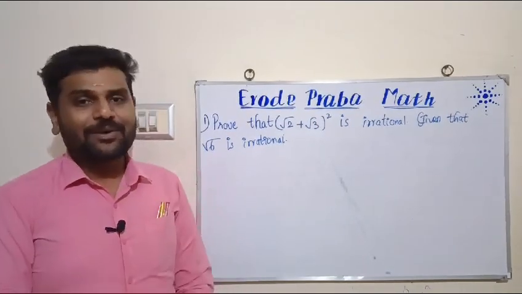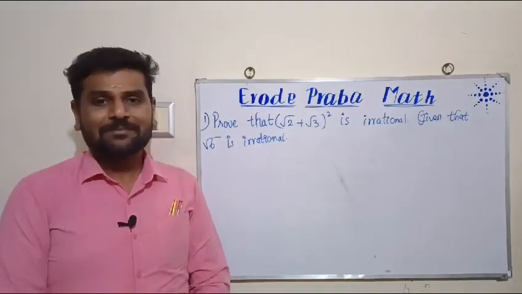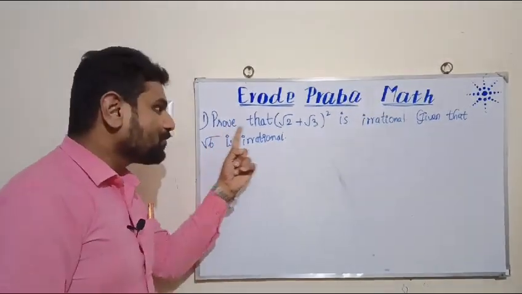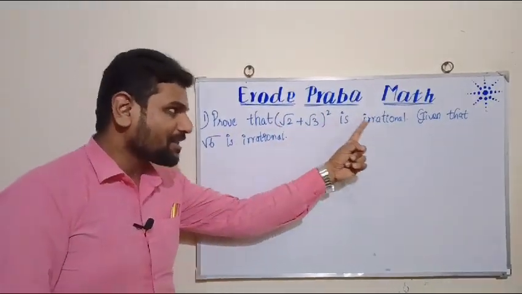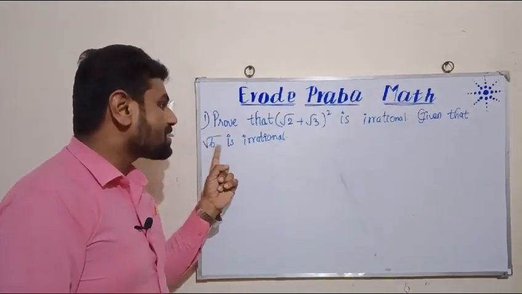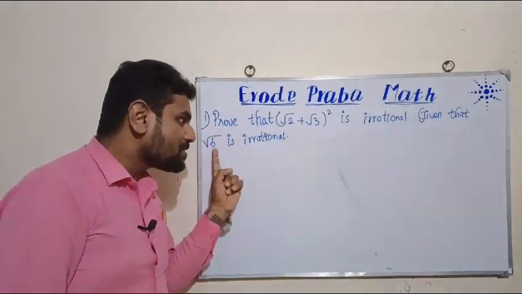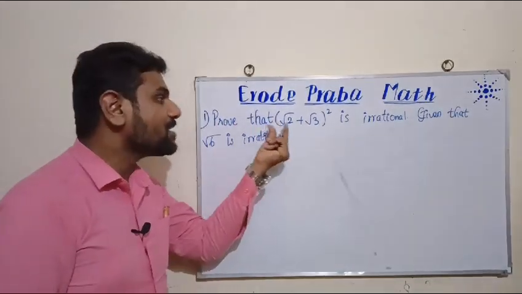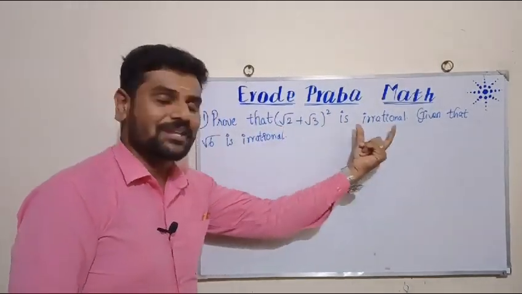Welcome all. Today we are going to see one important 5-mark theorem in real numbers. So look at the theorem. Prove that (root 2 plus root 3) the whole square is irrational, given that root 6 is irrational. Here they have given root 6 is irrational. We need to prove that (root 2 plus root 3) the whole square is irrational.